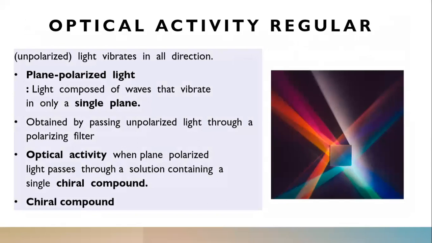Optical activity regular. Unpolarized light vibrates in all directions. Polarized light is light composed of waves that vibrate in only a single plane. It is obtained by passing unpolarized light through a polarizing filter. Optical activity occurs when plane polarized light passes through a solution containing a single chiral compound.